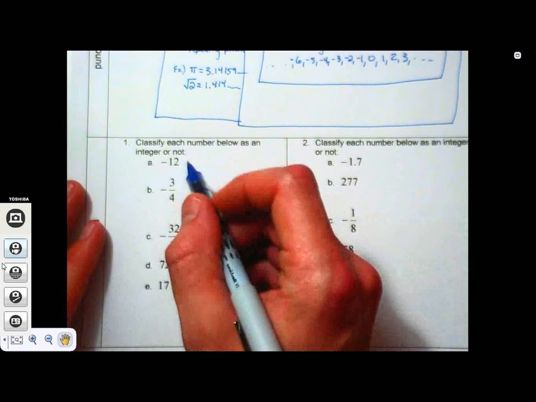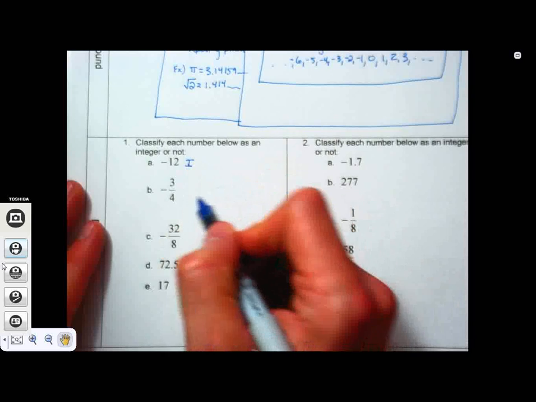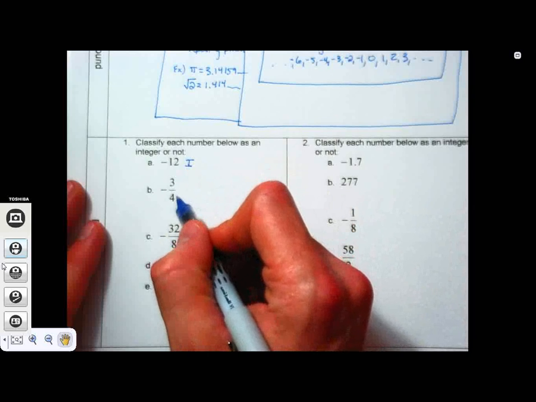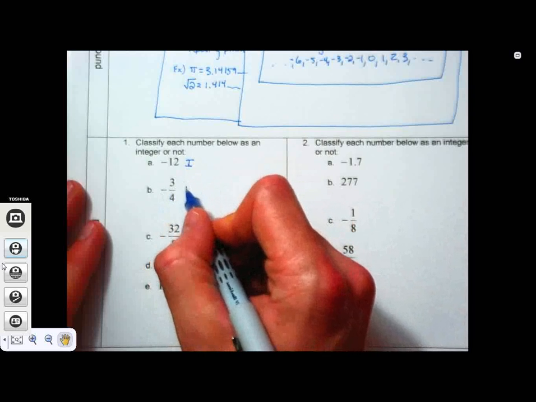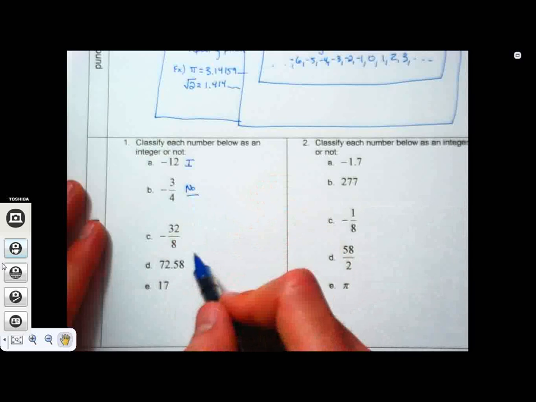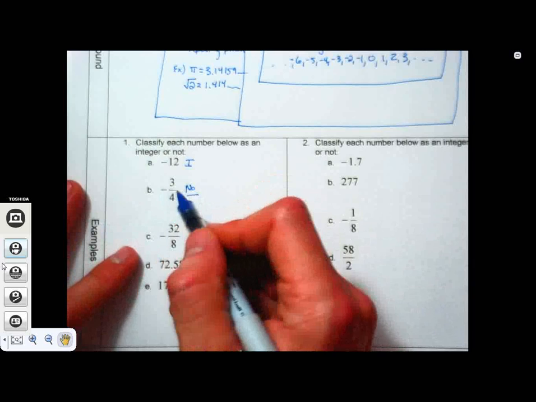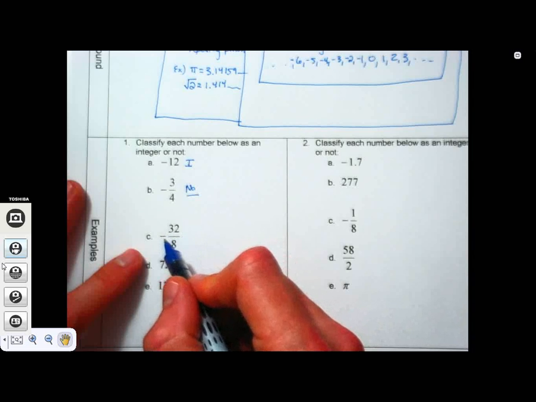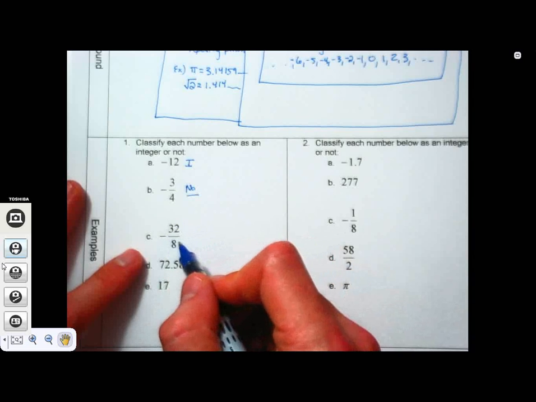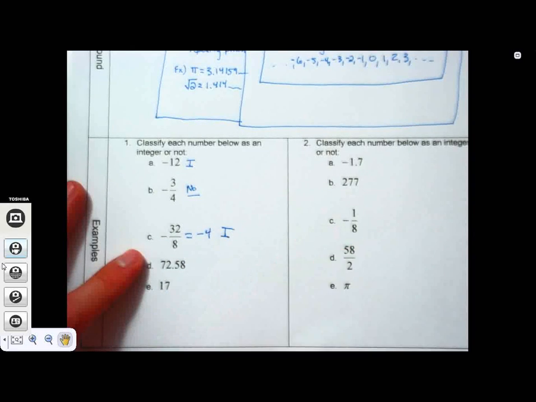Okay, so the first one, -12, well, that's a negative whole number, so that's definitely an integer. -3/4 is a fraction. We can't simplify it any, so that means it's not an integer. And what I mean by that is it doesn't simplify down to a whole number. So 32 divided by 8 is actually 4, so this one looks like a fraction. And because we have a negative, that means it's -4. Well, -4 is a negative whole number, so this is an integer.